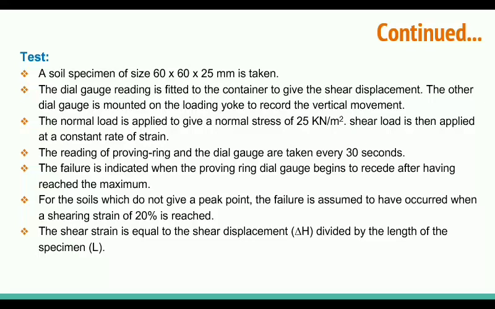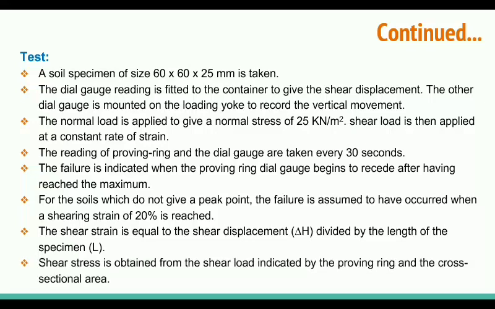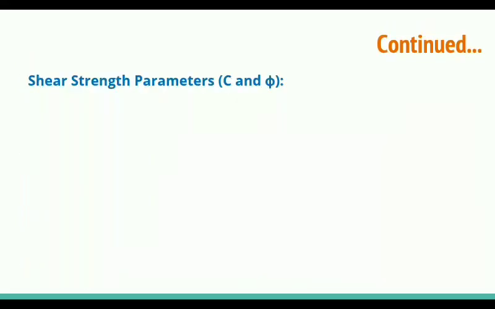We can calculate the strain in both directions, horizontal and vertical, because we have fixed dial gauges in both directions. We are taking the horizontal displacement and also the vertical displacement. Shear stress is obtained from the shear load indicated by the proving ring and the cross-section area, obviously. Normal stress we can also calculate by dividing the normal load by the area.